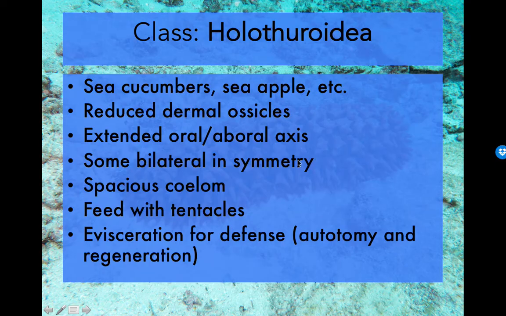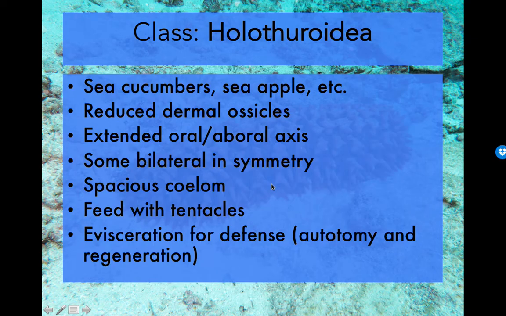So in some, you have secondary bilateral symmetry. So they evolved from a bilaterally symmetric ancestor, as did all echinoderms, into a radially symmetric organism, which then evolved into a bilaterally symmetric organism again. So that's what we mean by secondary bilateral symmetry.